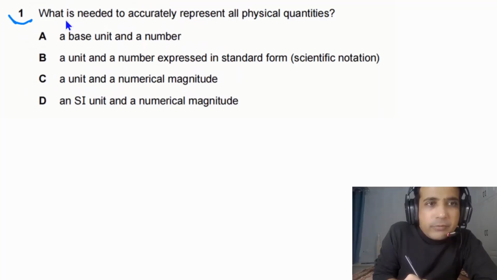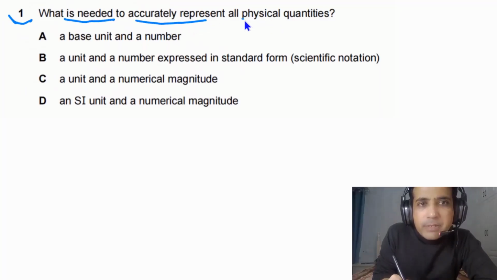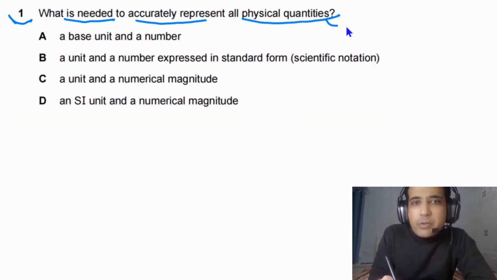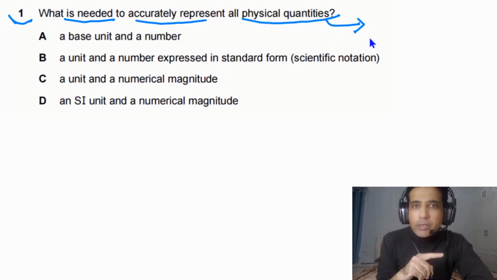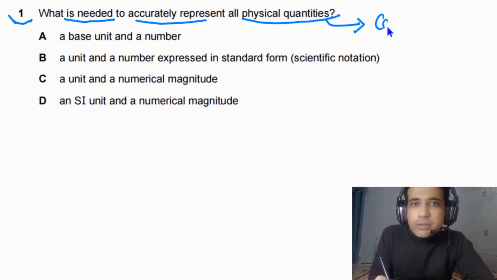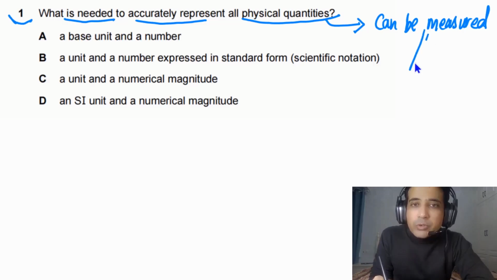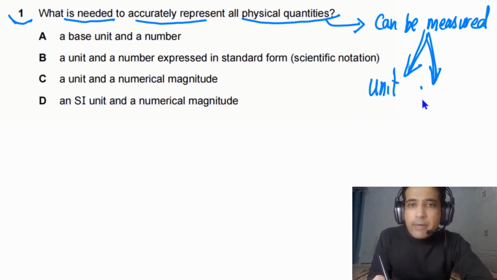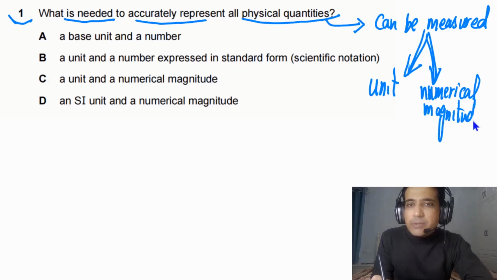For question number 1, we are asked what is needed to accurately represent all physical quantities. First of all, we need to understand what a physical quantity is. A quantity that can be measured, we can call a physical quantity. Most physical quantities have a unit, and they also have a numerical magnitude.